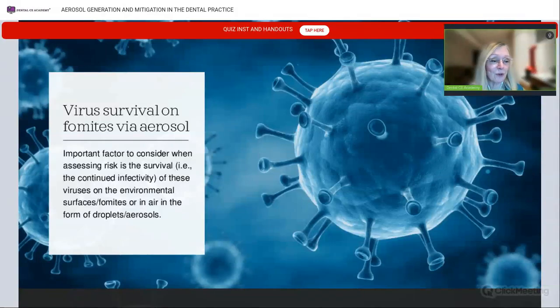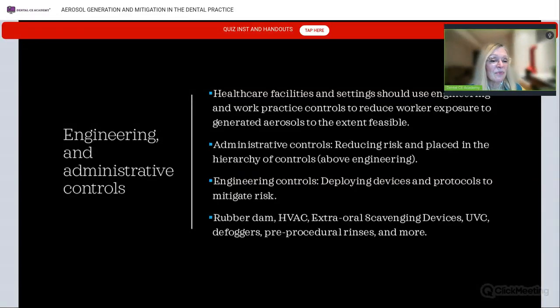So virus survival in fomites via aerosol. Fomites are inanimate objects, could be on a surface, instruments, and so forth. Engineering and administrative controls. Healthcare facilities and settings should use engineering and work practice controls to reduce worker exposure to generated aerosols to the extent feasible. So administrative controls mean reducing the risk and placed in the hierarchy of all other controls before engineering.